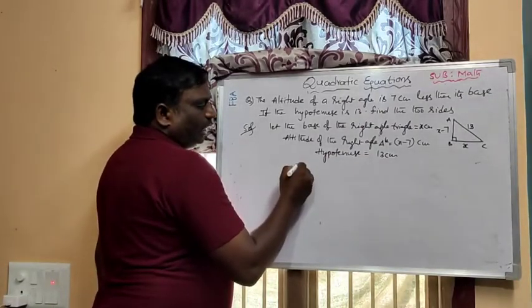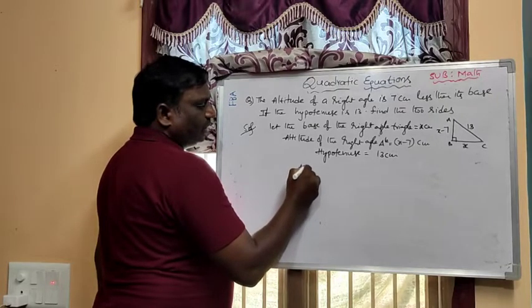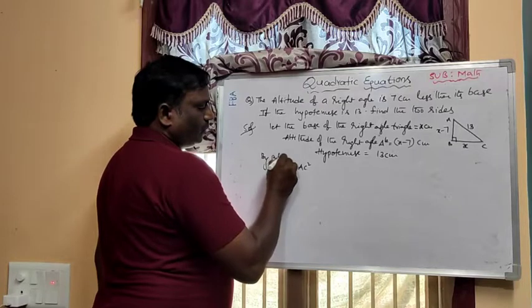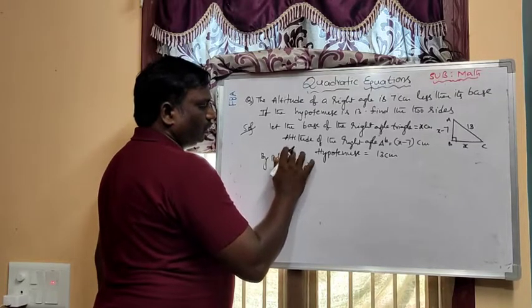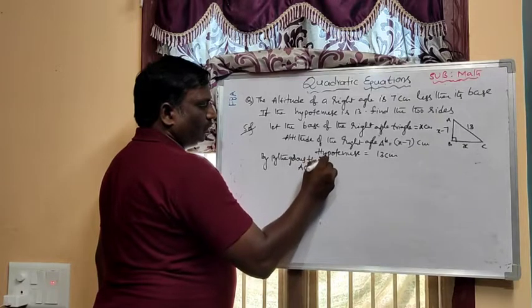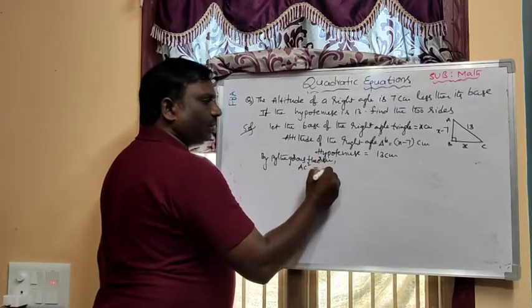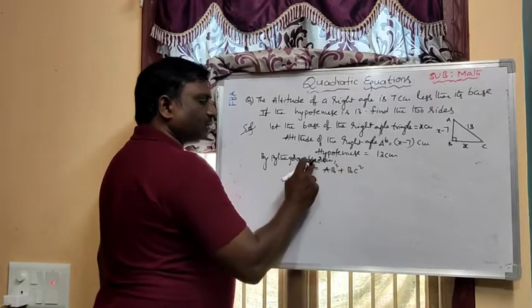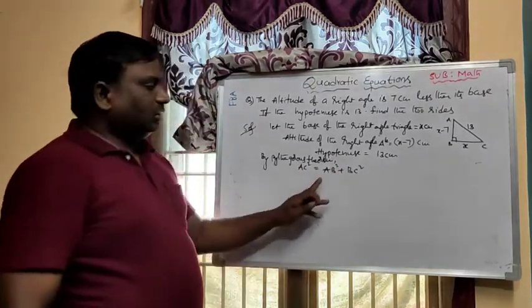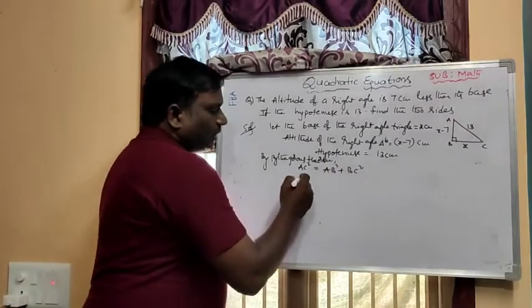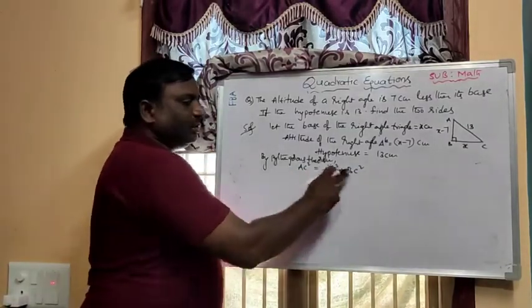So the square of the hypotenuse, that is AC square, equals AB square plus BC square. The square of the hypotenuse is equal to the sum of the squares of the other two sides. AC square equals AB square plus BC square.